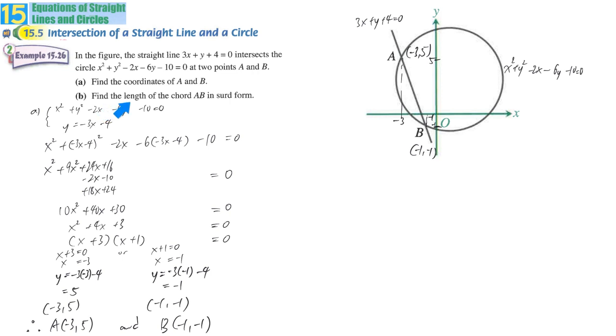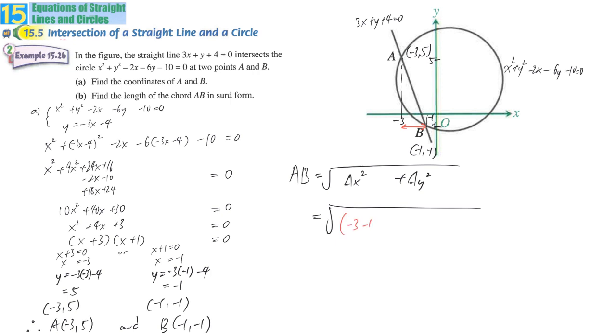In part B, we are asked to find the length of the chord AB in surd form. We have the full coordinates of these 2 points. They ask about the distance, so of course we just simply apply the distance formula. We have delta x squared plus delta y squared. So compare points A and B. The x difference, that means the left and right difference between negative 3 and negative 1, of course you know it is 2, or in your calculation you write negative 3 minus negative 1 whole thing squared.